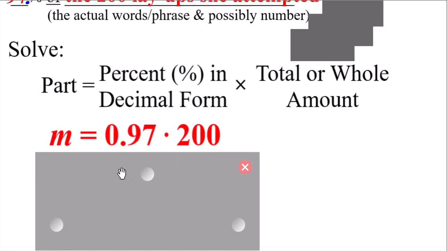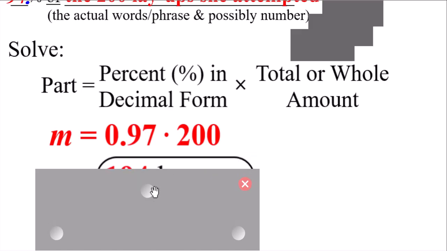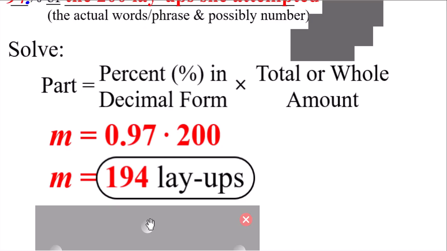All right. Since I am solving for a variable that is by itself, I'm just going to do the math on the right-hand side, which is 0.97 times 200. Go ahead and do that in your calculator. That should give you 194. And since we're trying to find the layups made, let's put a label here, layups.